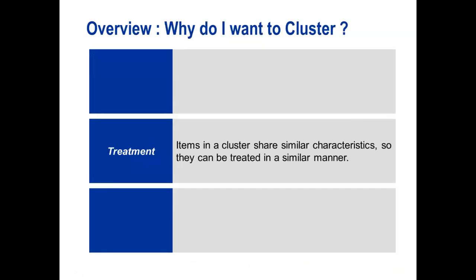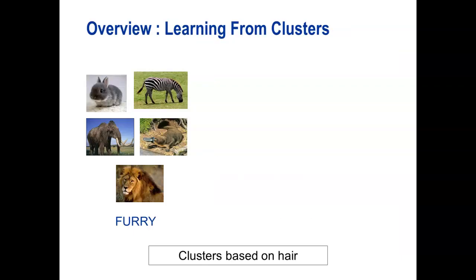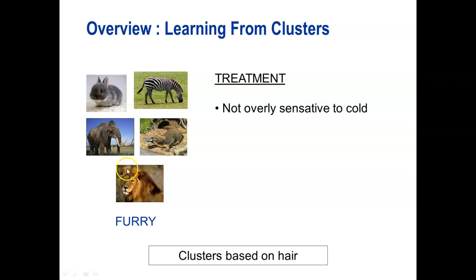So, okay, what about treatment? Items in a cluster will share certain characteristics, so I know how to treat them. Let's go back to our friend the mammals. These are the furry guys. Once I know that you are a furry animal, I know that you are not overly sensitive to cold. So if I have a zebra or a lion and I'm in, let's say, Ohio and I have a zoo, I don't have to bring a lion in during the winter, believe it or not. Maybe if it gets really cold, you bring the lion in, but the lion can handle cold weather.